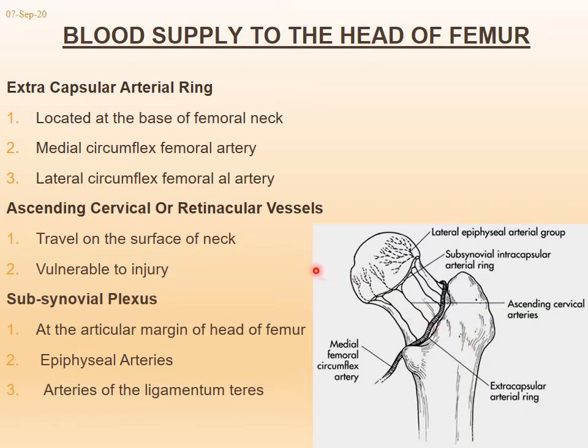Brief description of the blood supply to the head of the femur. There is an extracapsular arterial ring which is formed outside the capsule. This ring sends ascending cervical arteries on the surface of the neck of the femur to the head of the femur, and these multiple ascending cervical arteries make another subsynovial intracapsular arterial ring, which gives rise to epiphyseal branches which supply the head of the femur, the bone and tissues present here. Another artery is the artery of the fovea of the femoral head, the foveal artery, which is a branch of the obturator artery, which comes from the pelvis, and it also supplies a part of the head of the femur.